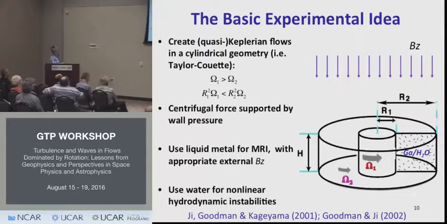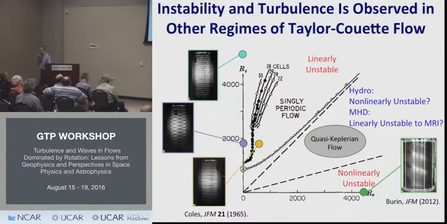But we don't have gravity, so we have wall pressure to support the centrifugal force instead. Then we use liquid metal, which is conducting, to test the MRI with a finite Bz, which you can calculate to destabilize the MRI, or use water to study the nonlinear instability that we talk about. This is not new, actually. Having turbulence in rotating flow is well known in the Taylor-Couette or Couette-Taylor community. They have been doing it since Couette, more than 100 years. Taylor, close to 100 years now. Actually, he did it in 1923.